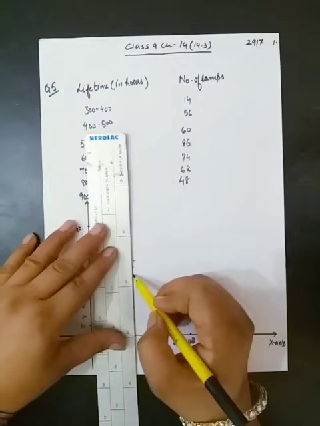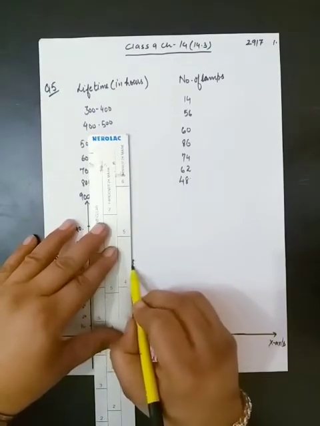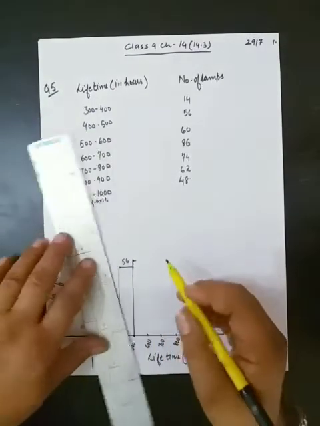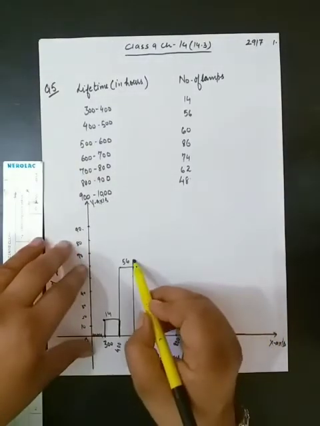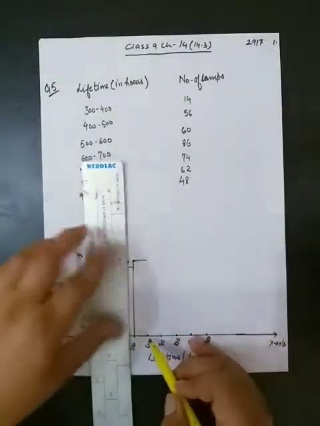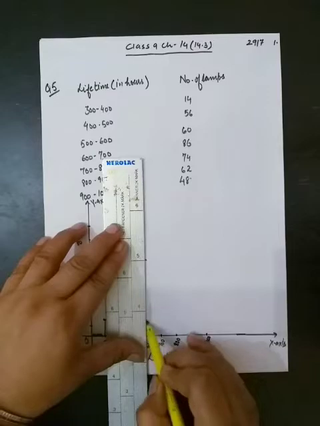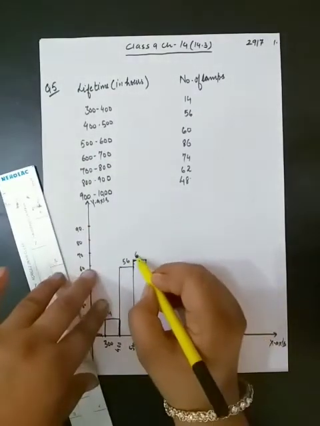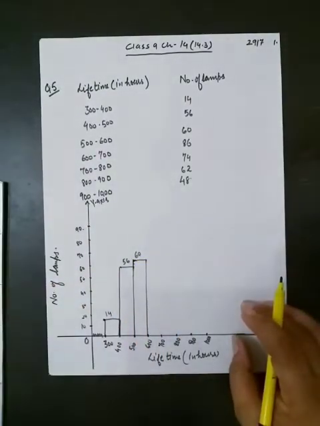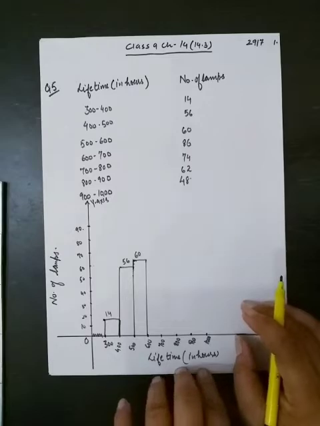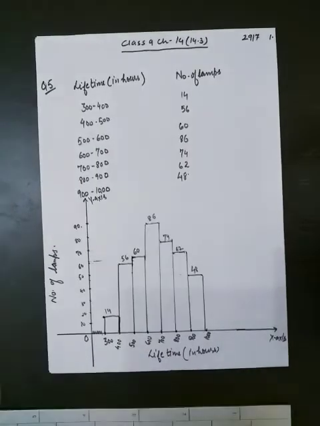If you are having graph paper, you will find it is very easy to draw on the graph paper. This is 60. Similarly, we will complete all the values. So this is our histogram for the given data.